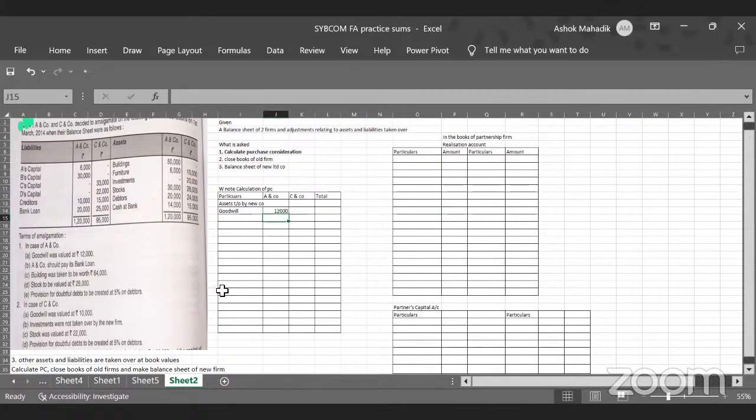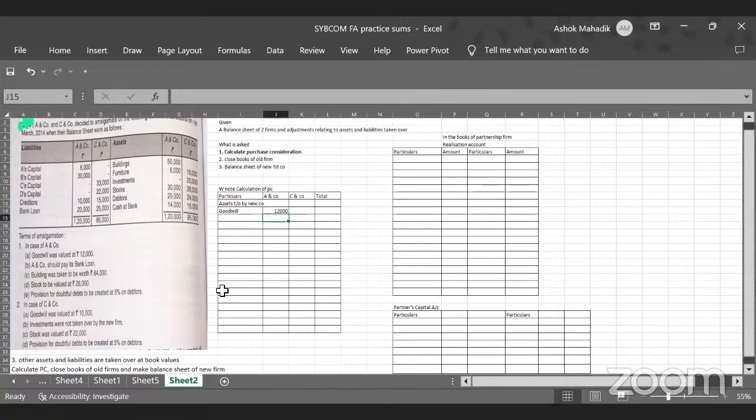Then A and company should pay its bank loan. It means in PC, the bank loan will not be taken in case of A and company. What is the amount of bank loan? It is 20,000. So it will not be taken over by the new company. So in PC that won't come. Clear? So we can presume that that is taken over by the old partners.